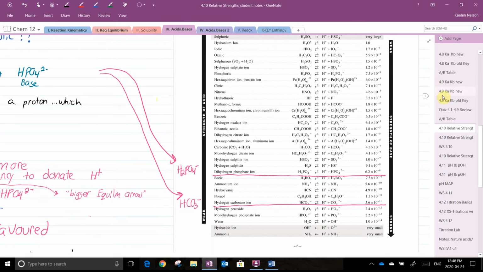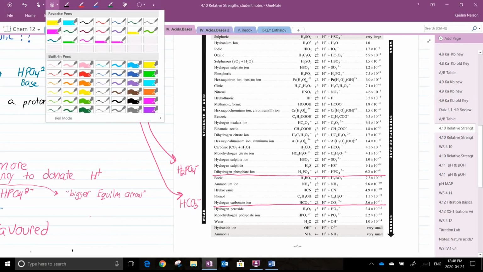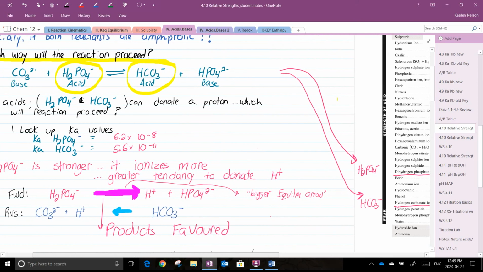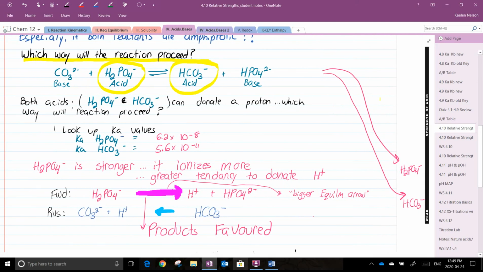And you will see that H2PO4 minus is 6.2 times 10 to the minus 8 for a Ka, and HCO3 minus is 5.6 times 10 to the minus 11. So I'm going to put those into my question here. I've looked up my Ka values and I've decided that this one is the stronger acid. Instead of using the number, you can also determine the stronger acid by which one is higher up on the acid side.